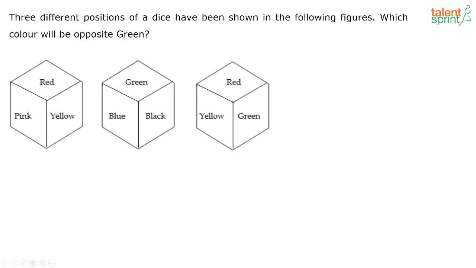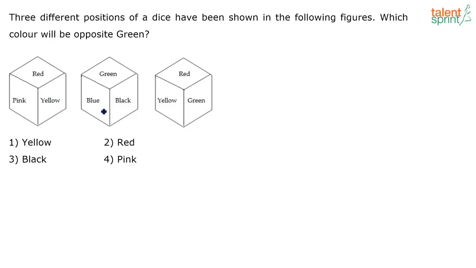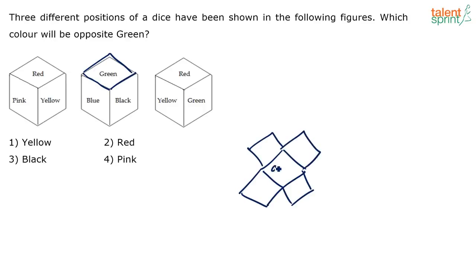Next, the different positions of a dice have been shown in the following figure. Which color will be opposite green? So what is the answer here? See, you have to find out which color will come opposite to green. So how do you find that out? If you look at green, the face green will actually have 4 adjacent sides. So when you open out the cube, this face green is going to have 4 adjacent sides and there will be one opposite side. Basically, I have just opened this cube and drawn this figure. So which are the 4 adjacent sides of green? By looking at these figures, you can say that.